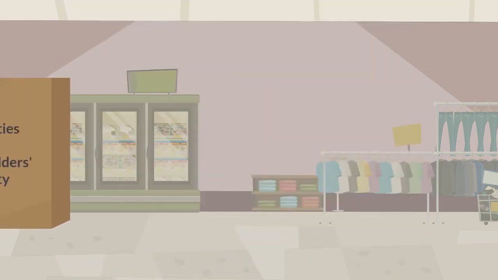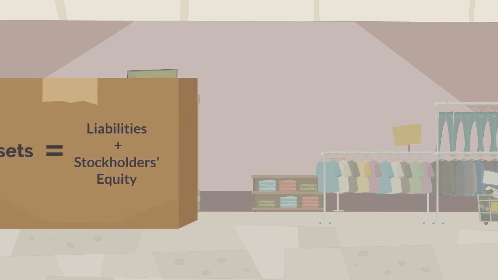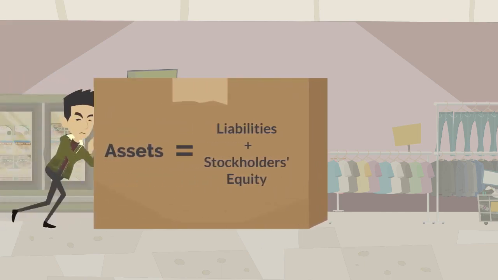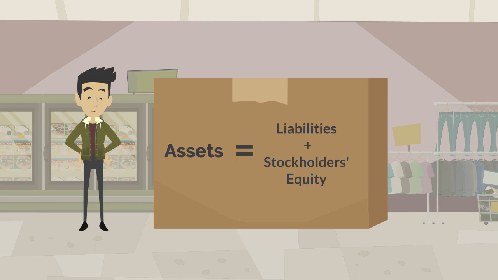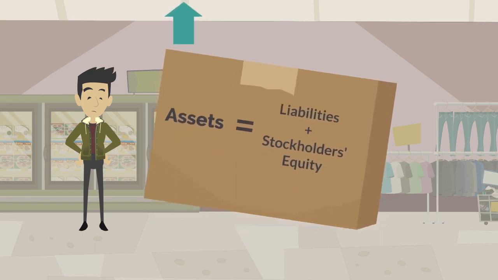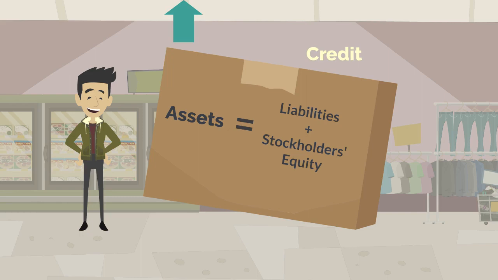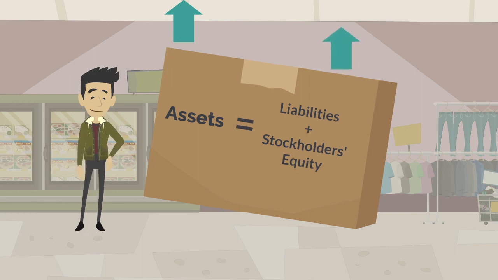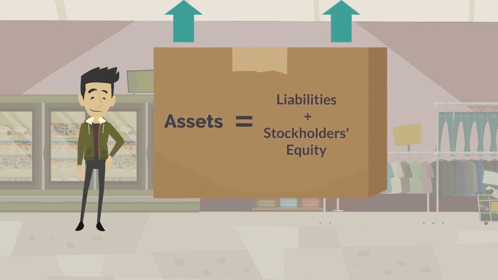We can confirm the correctness of this entry by checking to see that our accounting equation is balanced. We have first debited an asset account, which has a debit normal balance, so we've effectively increased the asset side of the equation. By subsequently crediting the revenue account, an account with a credit normal balance, we have also increased the stockholders' equity side of the equation.